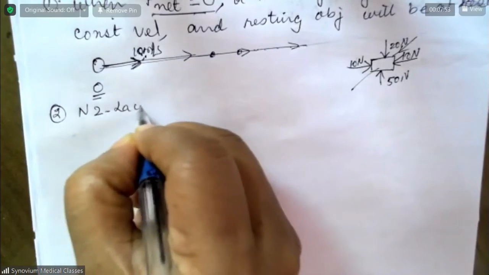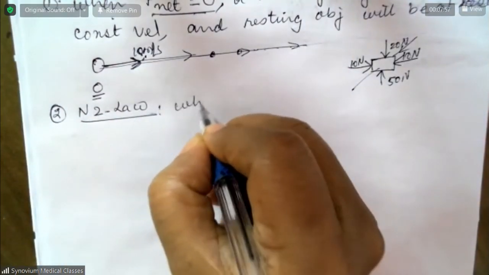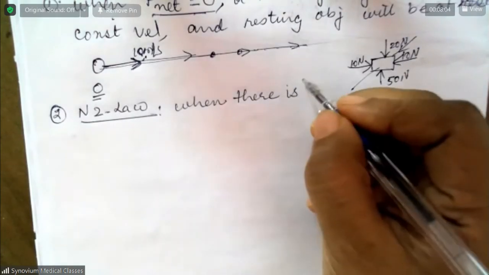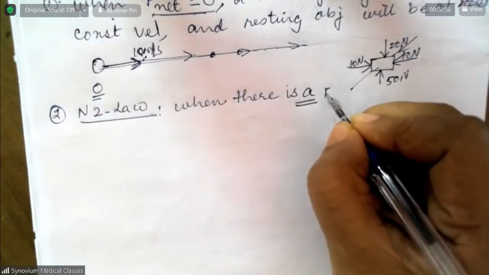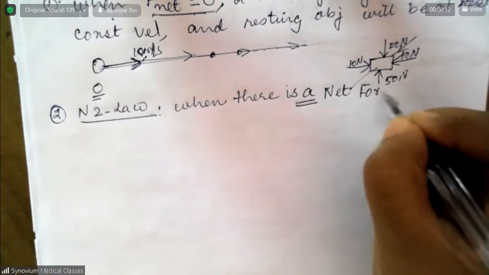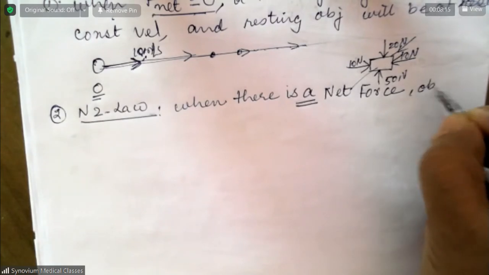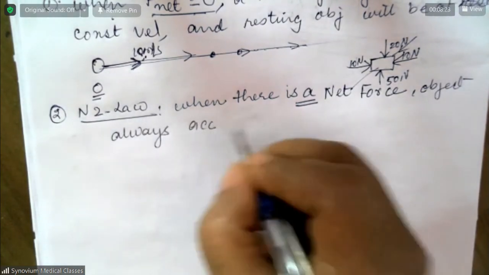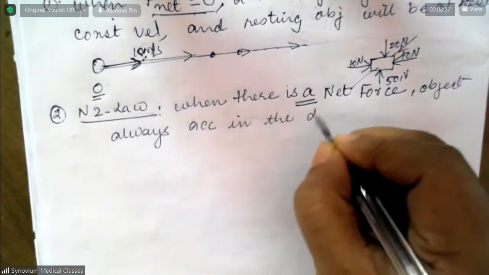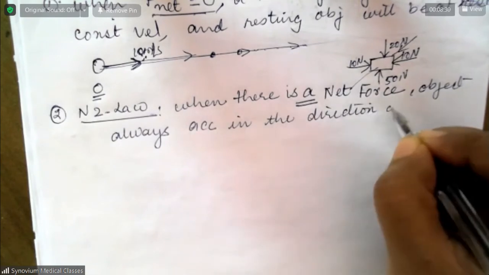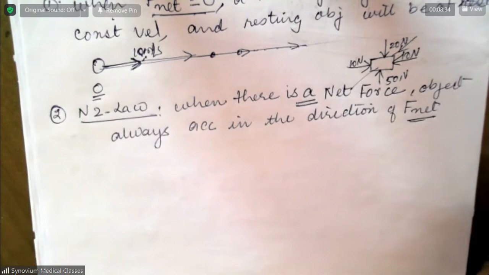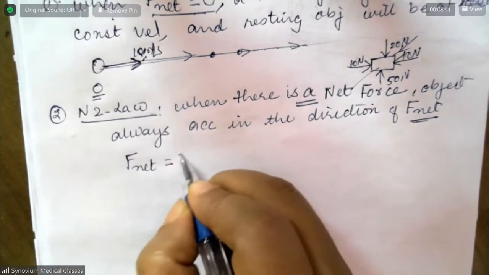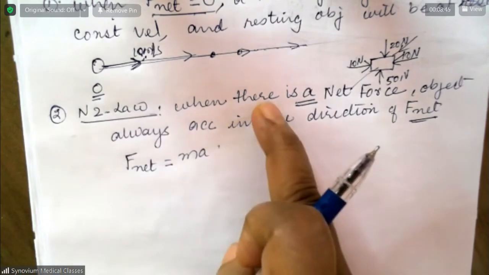Newton's second law. What is the condition to apply this? When there is a net force, when F net is not equal to zero. When there is a net force, what will the object do? The object will always accelerate, in the direction of the net force. Now this gives you the famous equation F net is equal to Ma.